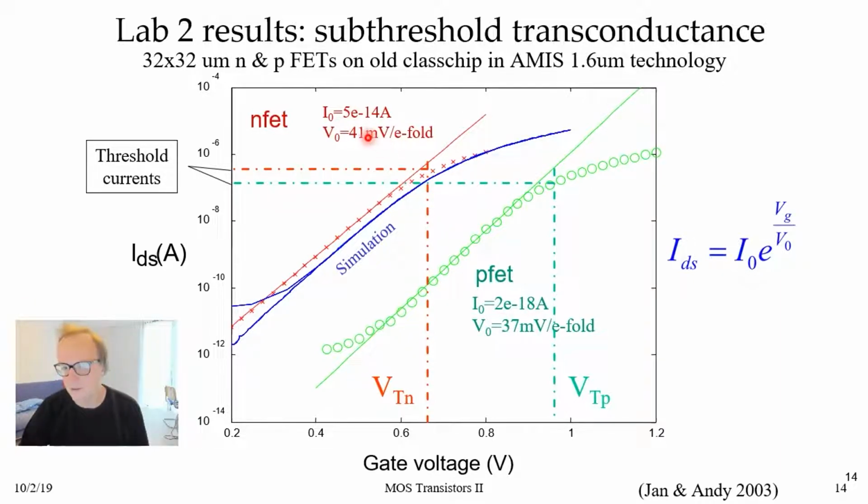It's hard to say why these V0s are different because you expect the oxide thickness to be identical for these 2 transistors. So I can't say why the measured V0 is different for these 2 transistors, but this is the kind of characteristic you would see. Now the next measurement that you were asked to do, at least in the past, was to measure kappa. So let's take a look at those results.